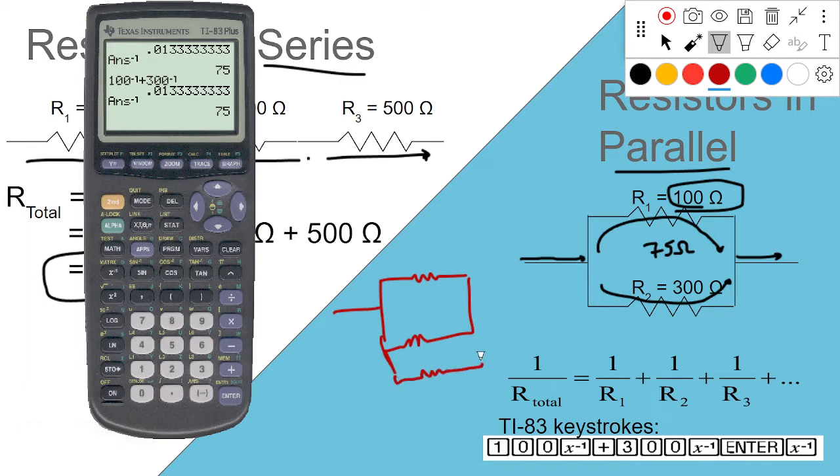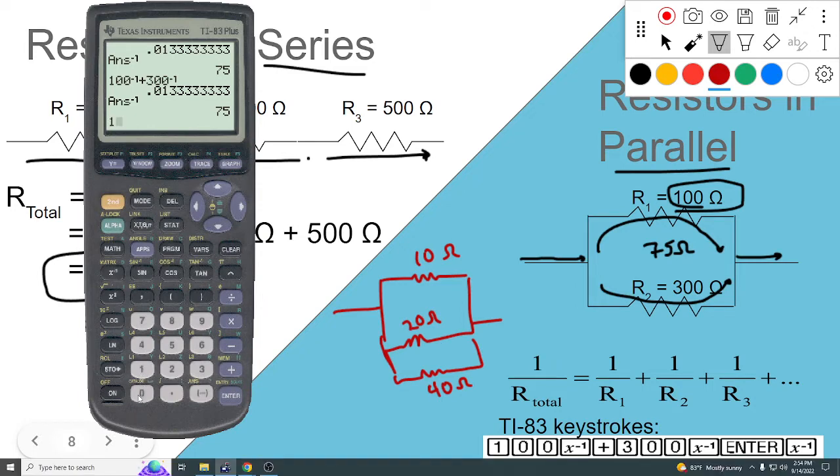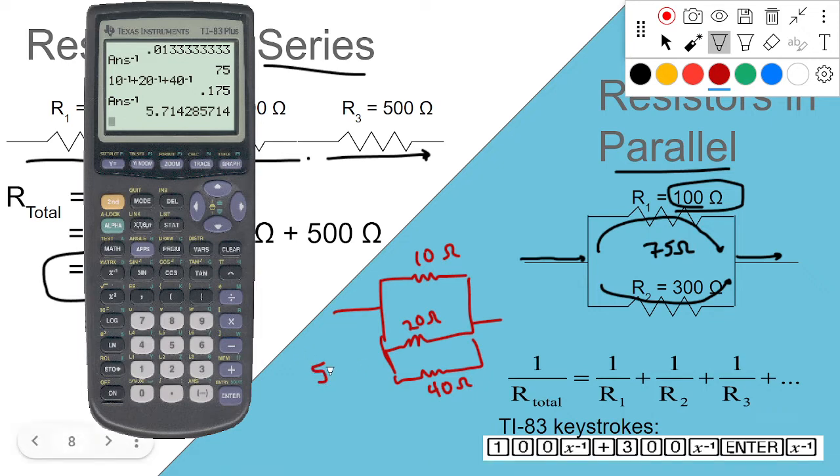I'm going to make this 10 ohms and 20 ohms and 40 ohms. Okay, remember how I said the answer to this should be less than any of them altogether. So I would guess we're somewhere around the 6 or 7 ohms would be the total on this. But let's find out real quick with the calculator. All I got to do is 10 inverse plus 20 inverse plus 40 inverse. Hit your enter and then invert it one more time. And 5.7 ohms would be the total resistance of that.